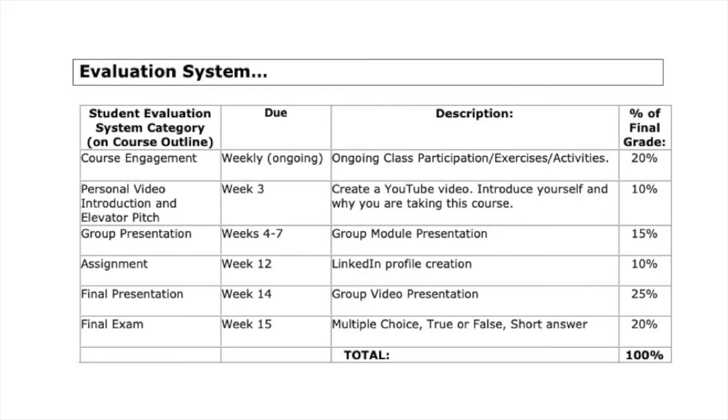So now you'll get the LinkedIn profile done by week 15. We're going to bump that, so you have the rest of the course to do that. You'll do your final presentation in week 14, and then, of course, you've got your final exam in week 15.